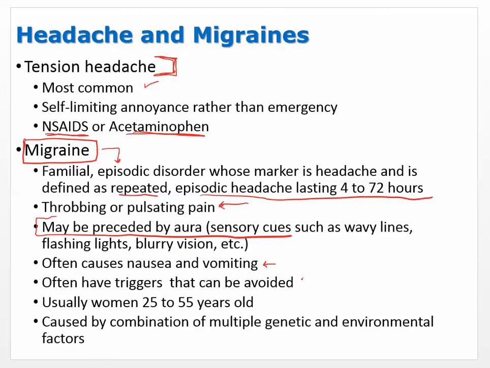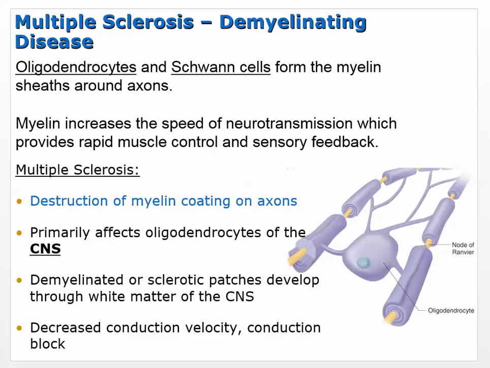So sometimes they have triggers that can be avoided, and a lot of people who have migraines recognize their triggers and can stay away from those sometimes, not always. It's usually women 25 to 55 years old and caused by a combination of multiple genetic and environmental factors. Okay, so that's a migraine. Sounds awful. I've never had one, don't want one.